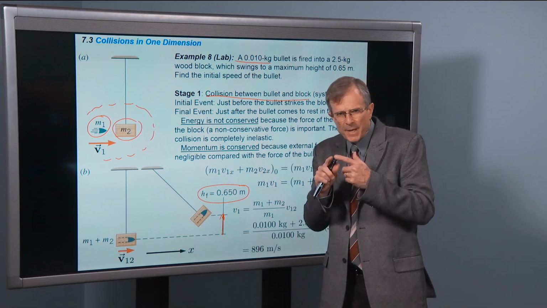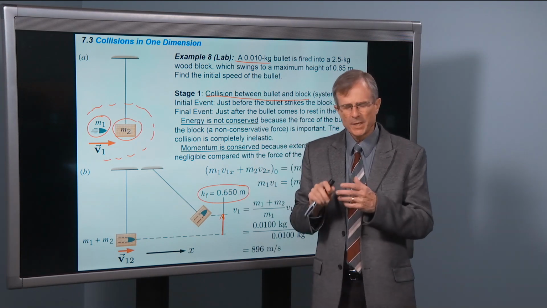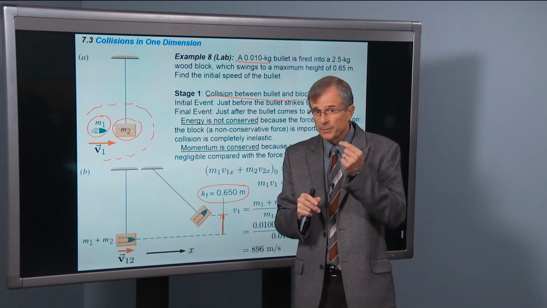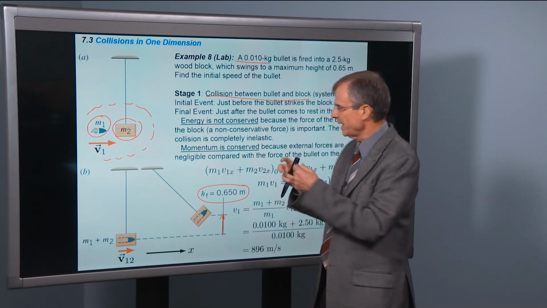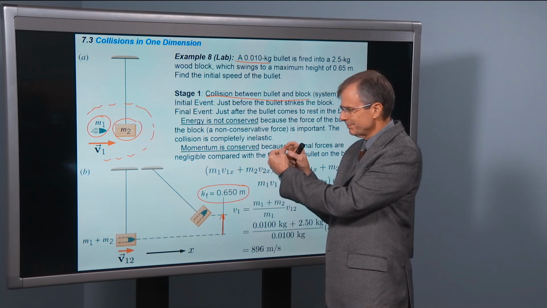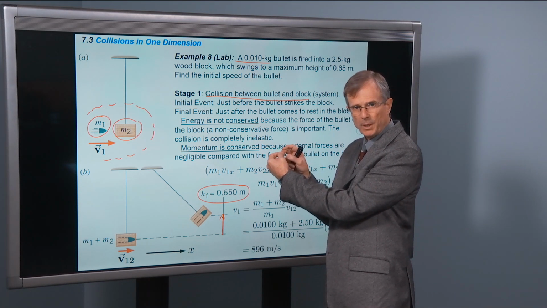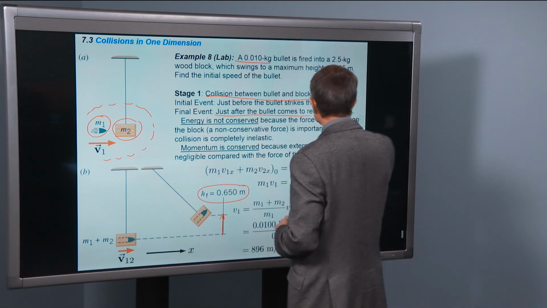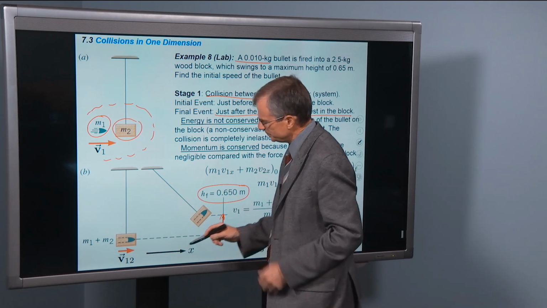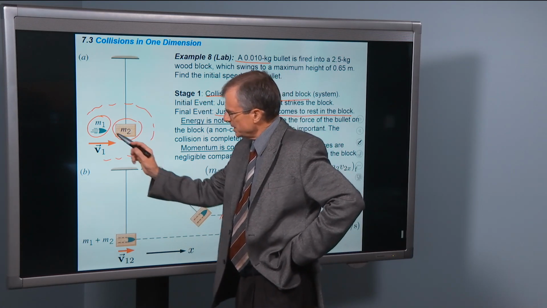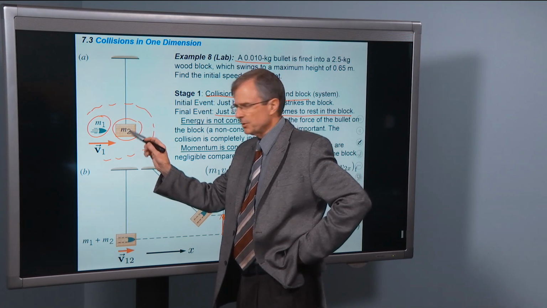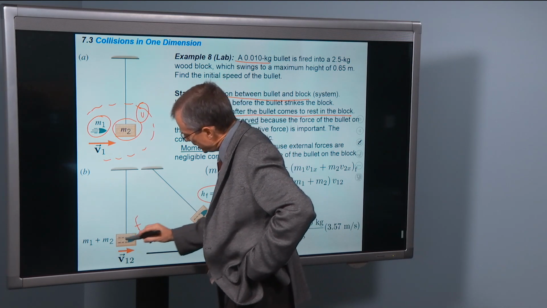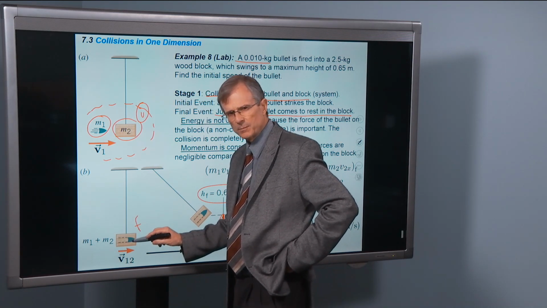So we need events, just like in projectile motion, where you need 2 events to be able to conceptualize how to apply the equations. The first event in this case is just before that bullet strikes, so it's a fraction of a nanometer away from the wooden block. And the final event is just after the bullet comes to rest in the block. So we're talking about this instant in time just as that bullet is arriving. That's initial. And then the final event is after the bullet has come to rest in the block.